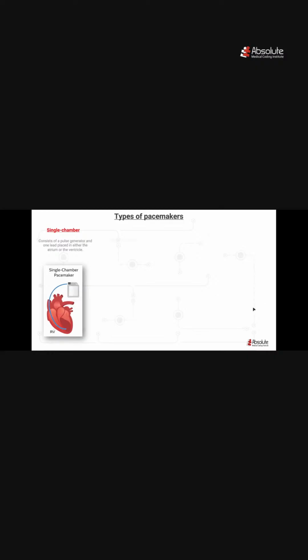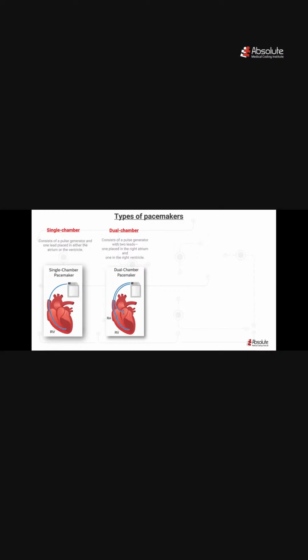And next up is a dual chamber pacemaker. Now we are leveling up, and this system consists of one pulse generator and two leads. All right, and one of these leads will be placed in the right atrium and one lead will be placed in the right ventricle. So this allows the pacemaker to coordinate the timing between the top chamber and the bottom chamber of the heart. So remember, dual means two leads, and one will be placed in your atrium and the other will be placed in your ventricle.